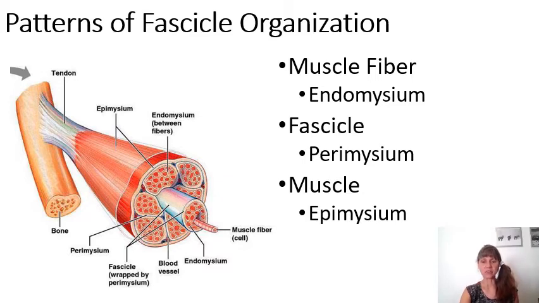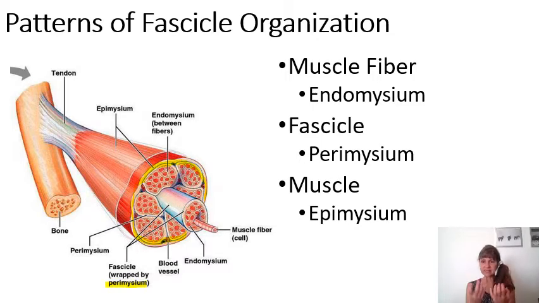Fascicles are bundles of skeletal muscle fibers that are wrapped together in perimysium. We see perimysium here. And then bundles of fascicles wrapped together are going to be encased by dense irregular connective tissue called epimysium. The prefix epi means above, so the epimysium is above everything in the muscle.